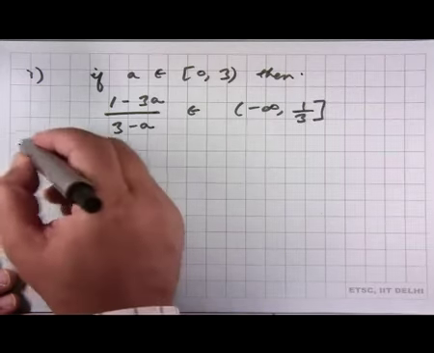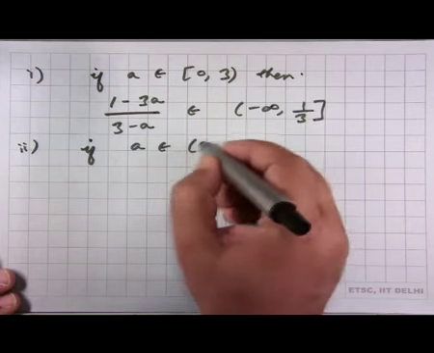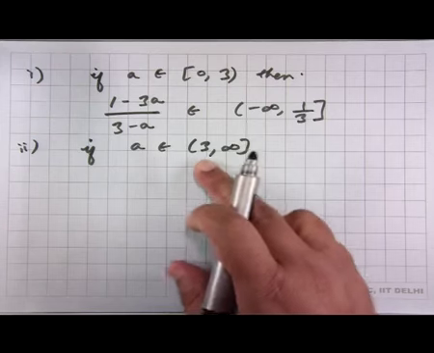And then of course, we take the second case. So, if a belongs to 3 to infinity, which means that a is greater than 3, it cannot be equal to 3.